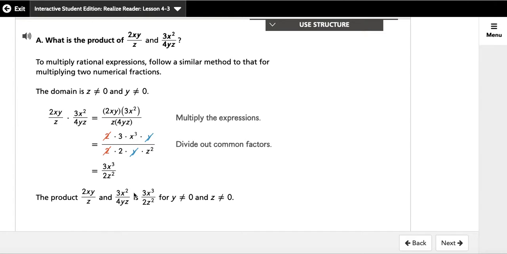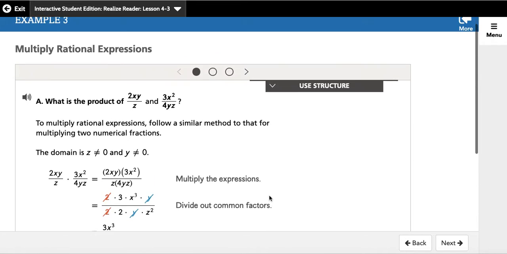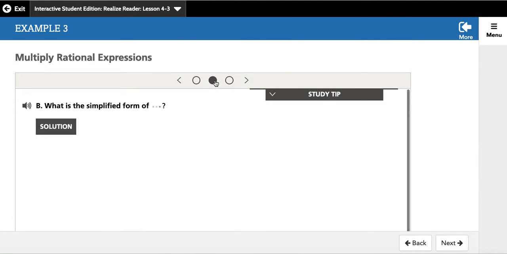Now keep in mind, that would be the answer, but we also need to have the restriction that y cannot equal 0, even though it doesn't show up in the answer, because in the original, it was in the denominator. So y cannot equal 0, and z cannot equal 0. There's our final answer. Let's see, we're going to practice again.